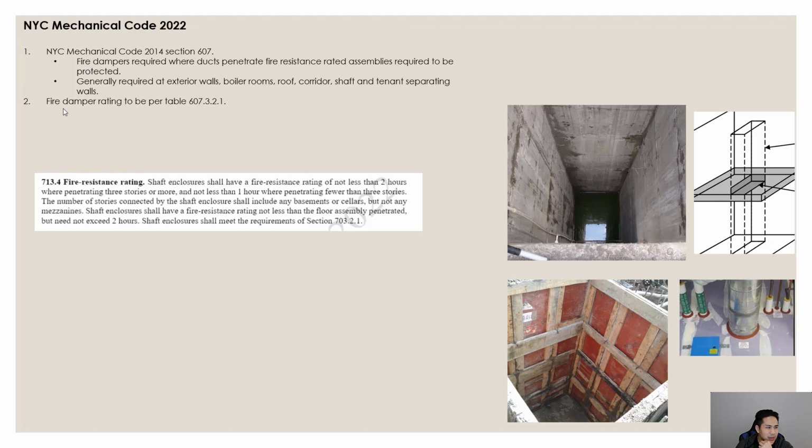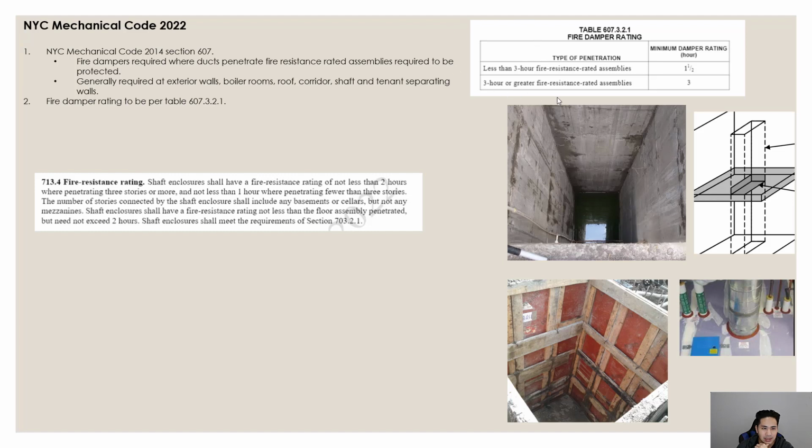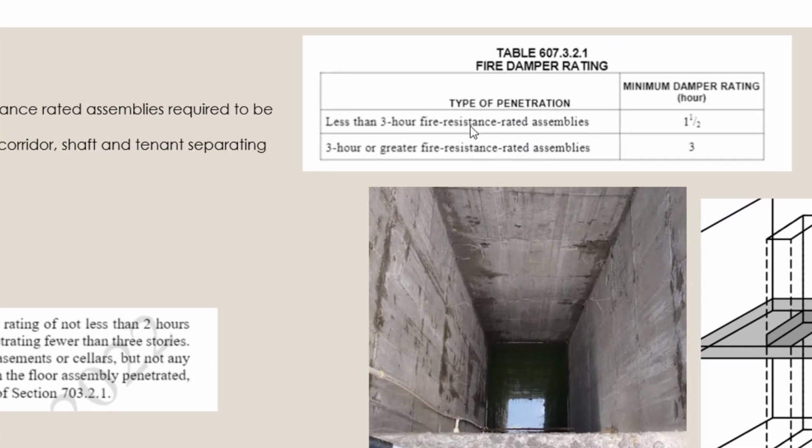All right, so the fire damper rating has to be according to table 607.3.2.1 in the mechanical code. And I placed that table right here. And you can see if the duct is penetrating a fire resistance rated assembly that is less than 3 hours, the minimum damper rating is 1.5 hours, and 3 hours or greater, the damper rating has to be a minimum of 3 hours.